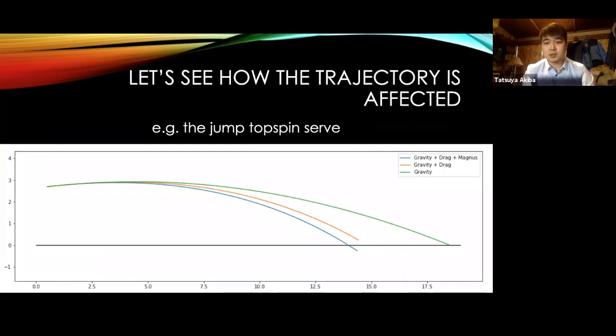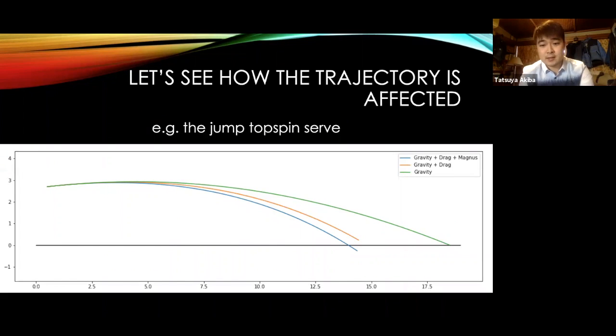So how are the trajectories affected by these forces? Shown are comparisons for the jump topspin serve trajectories. The green one is gravity only, without the effects of anything else. The orange is gravity plus the drag force. And finally, the blue takes into account all three forces: gravity, drag, and the Magnus force.